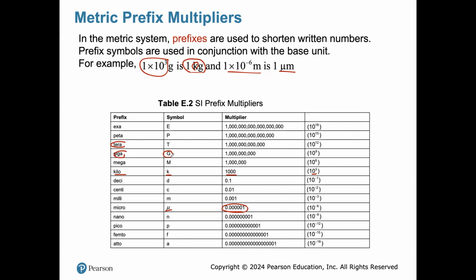Giga stands for 10 to the power of 9. So instead of writing 10 to the 9th bytes, we can just show it in gigabytes. And then there's also terabytes. You can find these prefix multipliers in your textbook. So use this as a reference to find the conversion factors from one unit to another.